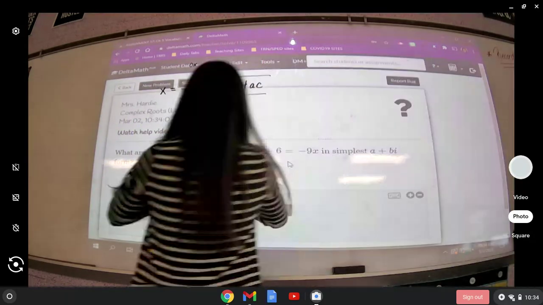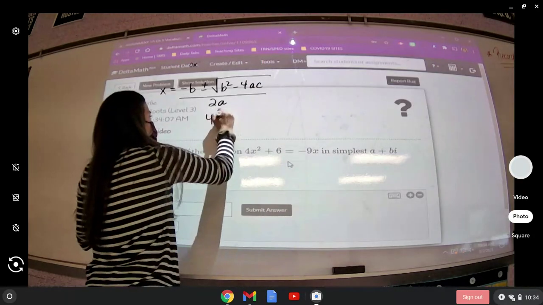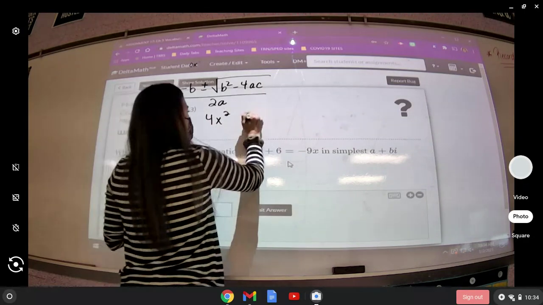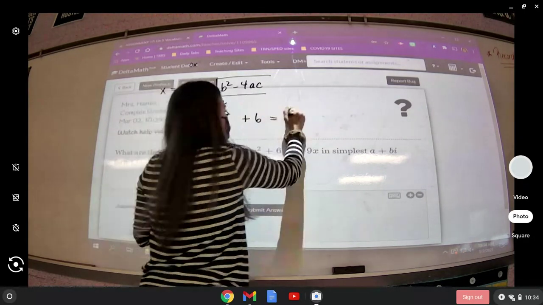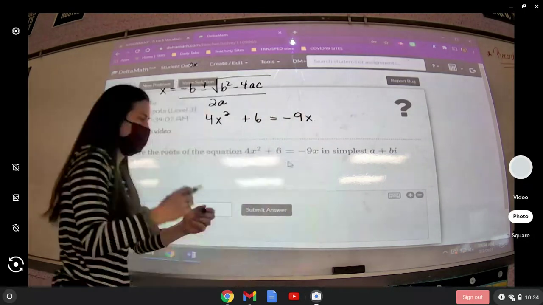Okay, last one. 4x squared plus 6 equals negative 9x.